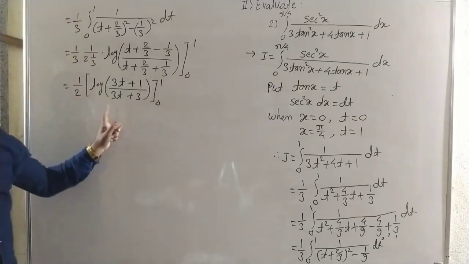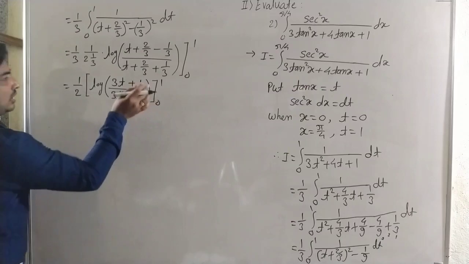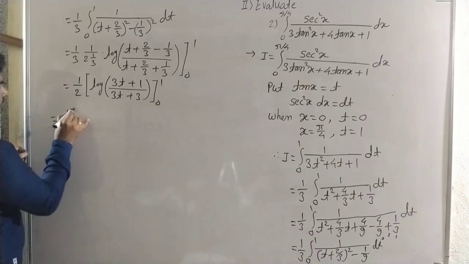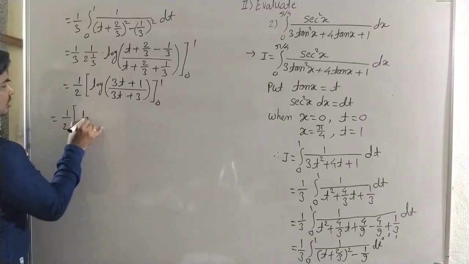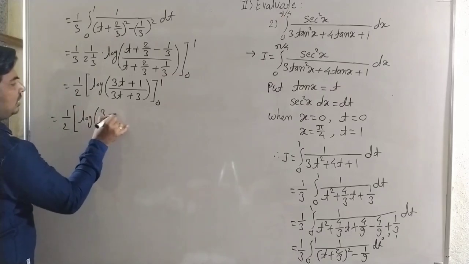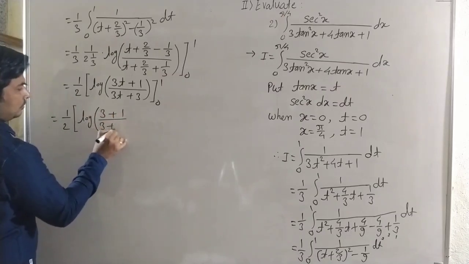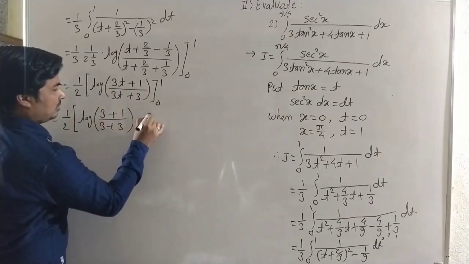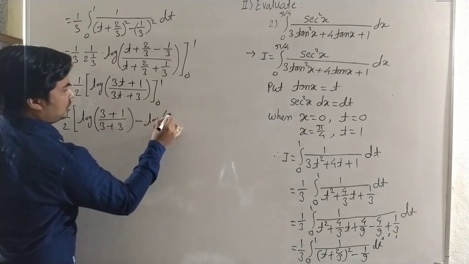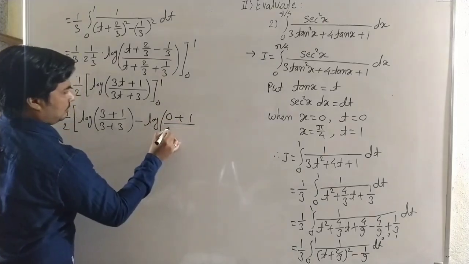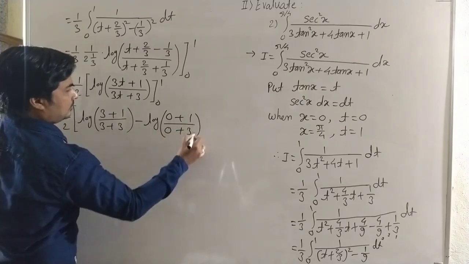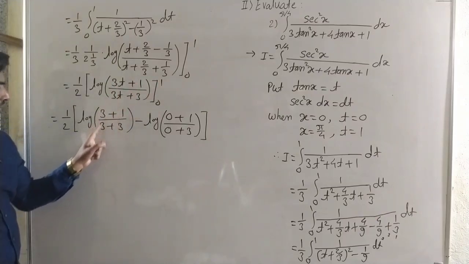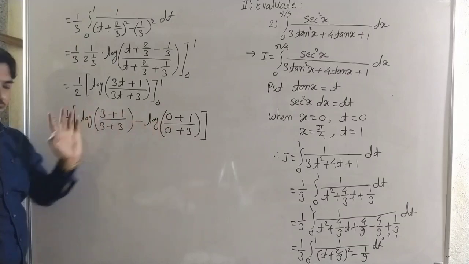See carefully this calculation. Here we put the limits, first the upper limit and then the lower limit. It is 1 by 2, first we put the upper limit, that is log of (3 plus 1) upon (3 plus 3), we put the 1, and minus the lower limit, log of (0 plus 1) upon (0 plus 3). Upper limit minus lower limit: first we put t is equal to 1, then when we put t is equal to 0, and then we calculate.